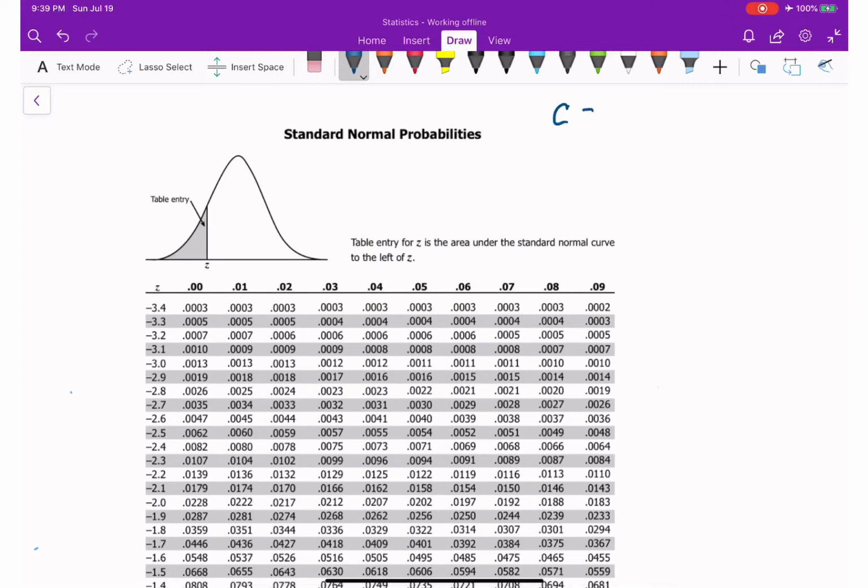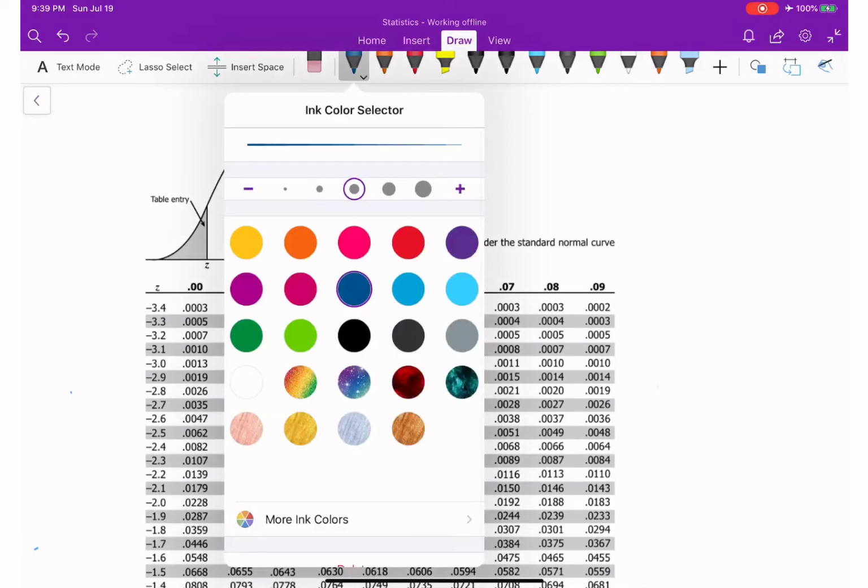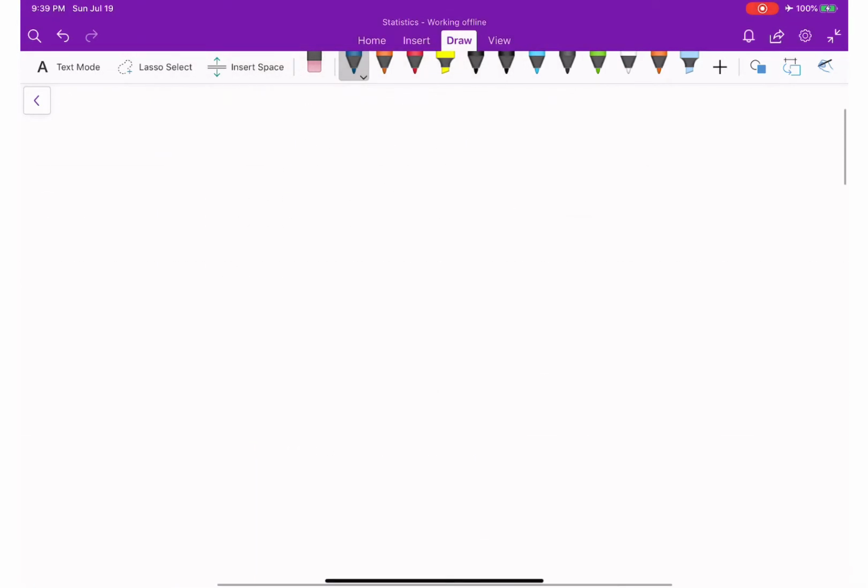Okay, C is equal, I guess I can write it down higher here. C is equal 0.83. Let's understand what it is: the Z critical that we need to find.